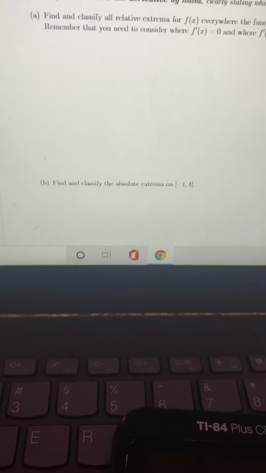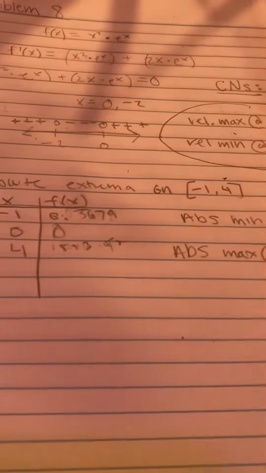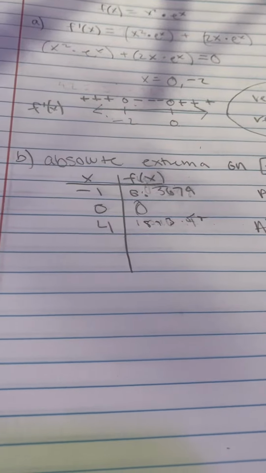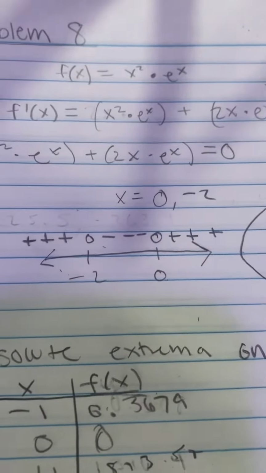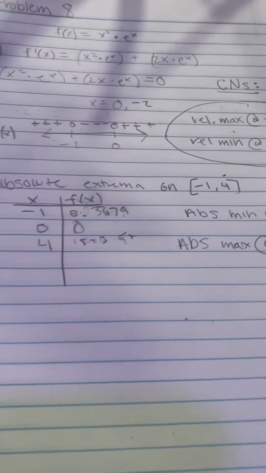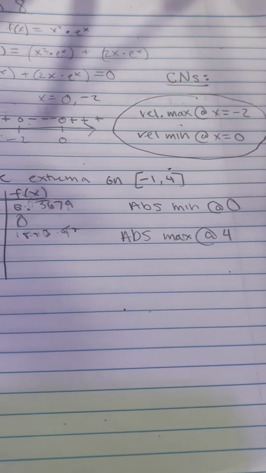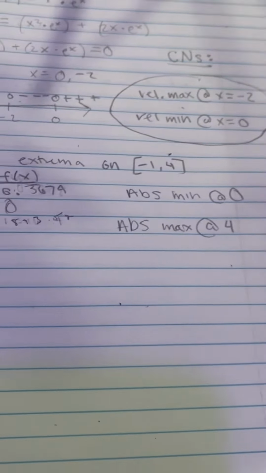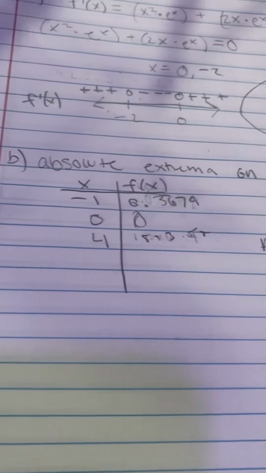For part B, it says to find and classify the absolute extrema on -1 to 4. So for this interval, I plugged in the equation for f of x, meaning the original equation x squared times e to the x. I plugged in the critical numbers in between the intervals, meaning I plugged in 0, as x equals -2 does not fit into the interval -1, 4.